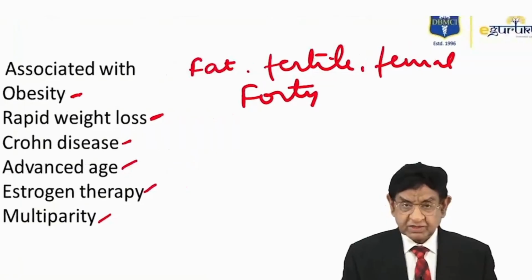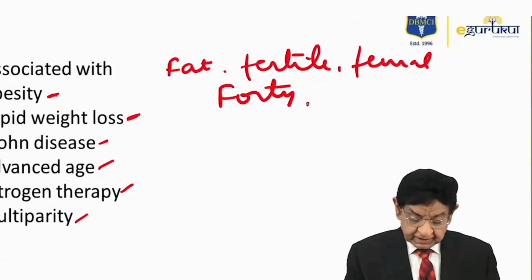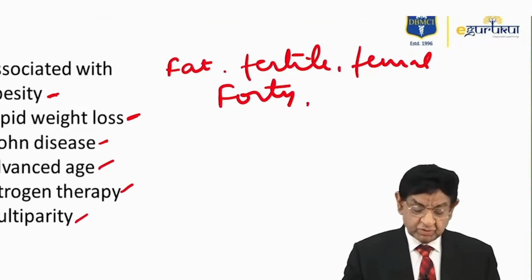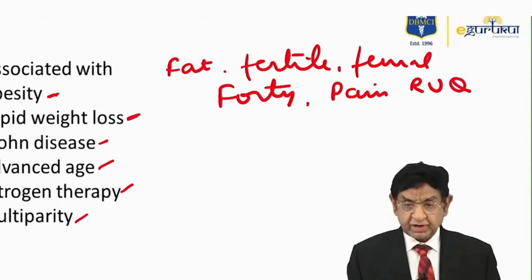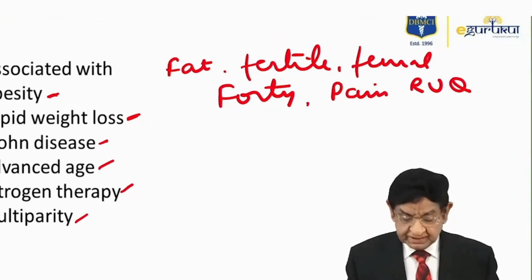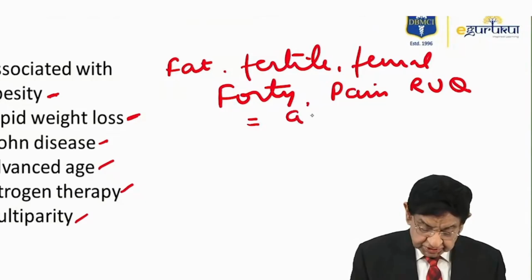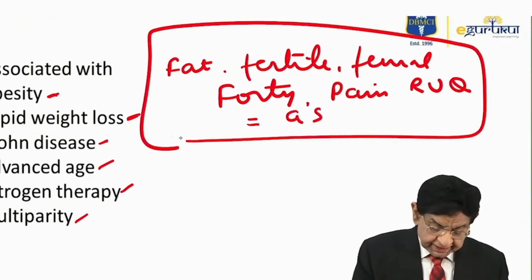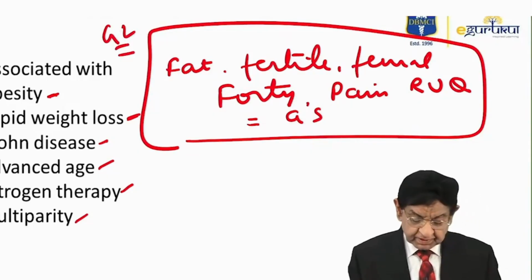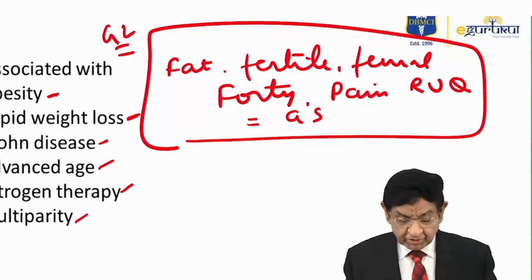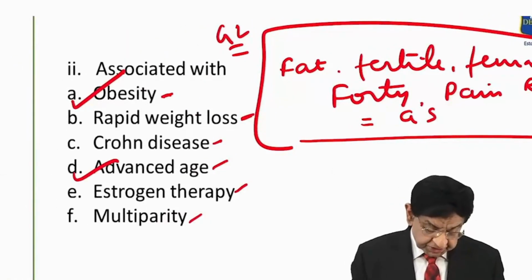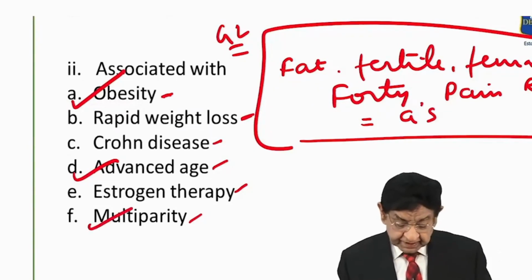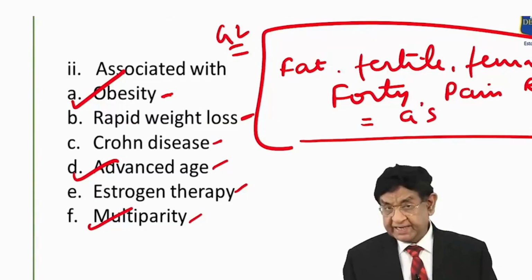Okay, you can make it a golden line to remember also. Fat, fertile female of 40 years who comes with severe pain in the right upper quadrant or right hypochondrium, perhaps you are dealing with gallstones. Golden line to remember. Right upper quadrant pain, I'll talk about later on. So an obese lady of advanced age, multiparity, a lady of 40 years is likely to have stones.